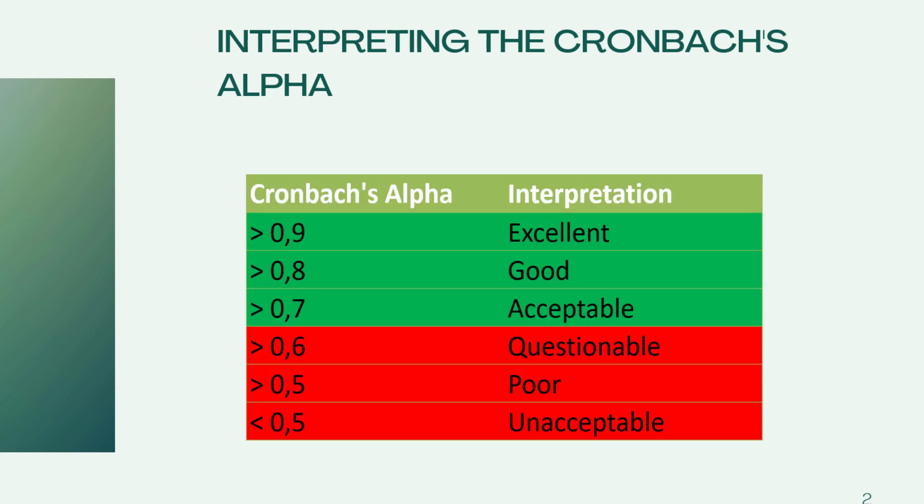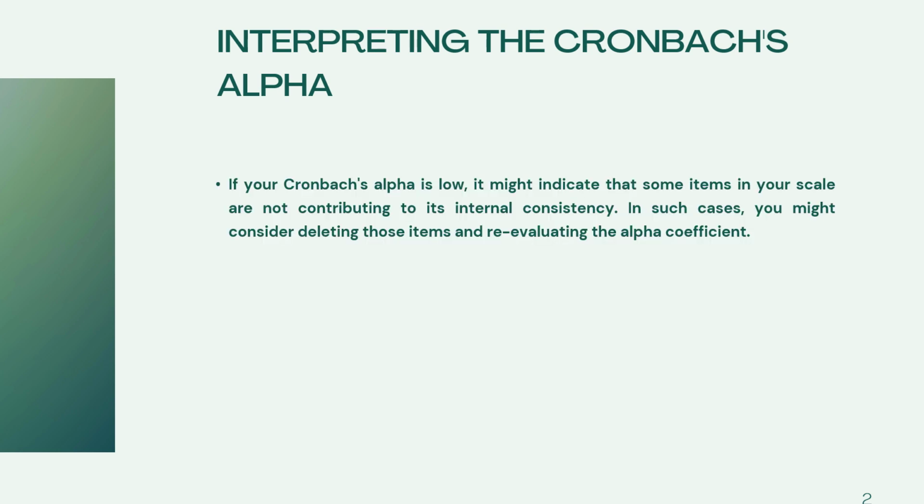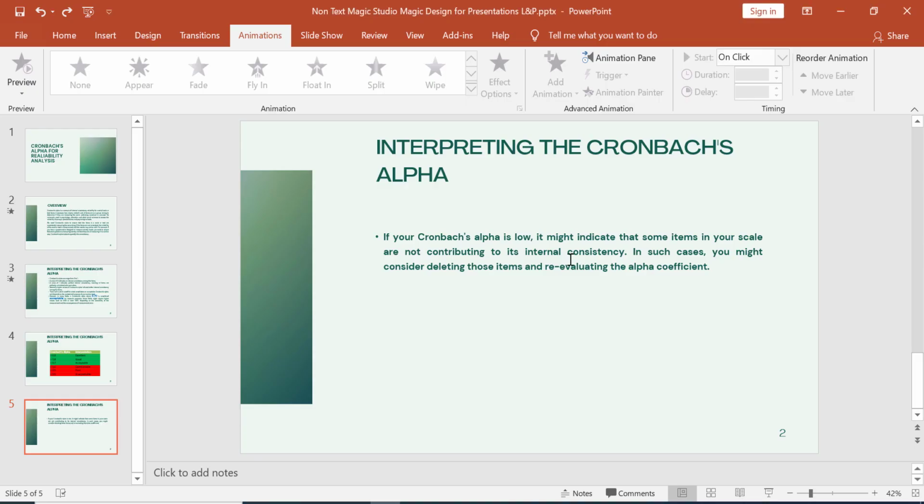You can see in this table the interpretation of each Cronbach alpha value. Below 0.5 is unacceptable, more than 0.5 is poor, more than 0.6 is questionable, more than 0.7 is acceptable, more than 0.8 is good, and more than 0.9 is excellent. If your Cronbach alpha is low, it might indicate that some items in your scale are not contributing to its internal consistency. In such cases, you might consider deleting those items and re-evaluating the alpha coefficient. And now, let's move to SPSS and do the exercise.